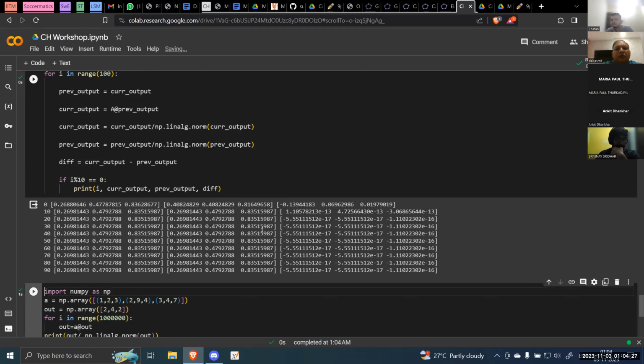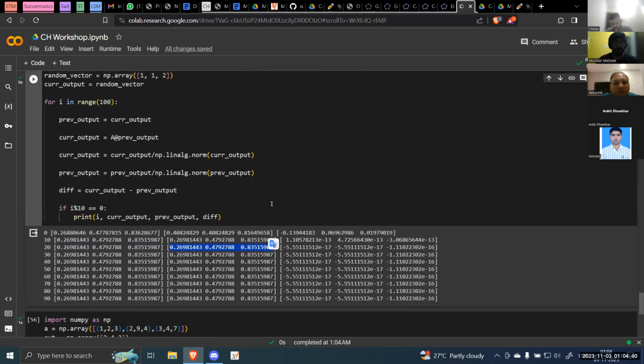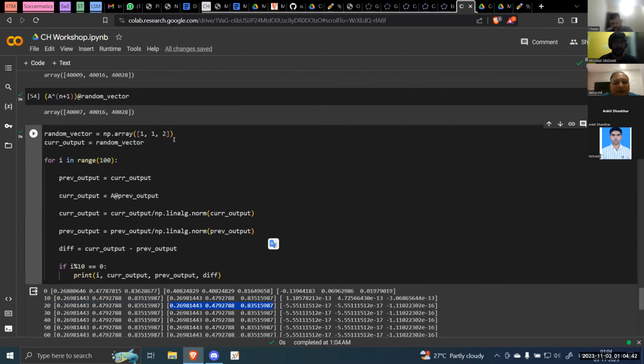Not 10, like 20. After 20, it is not changing. 10 to the minus 16. So it has converged, right? So now let's print and everything because it's only 100. You can clearly see. So you can get rid of that if condition now.